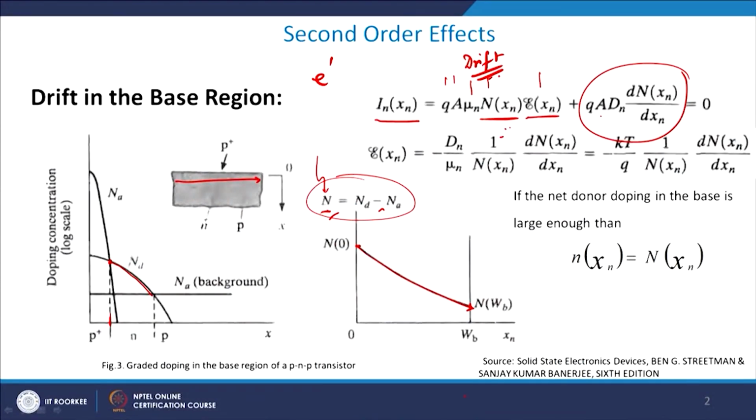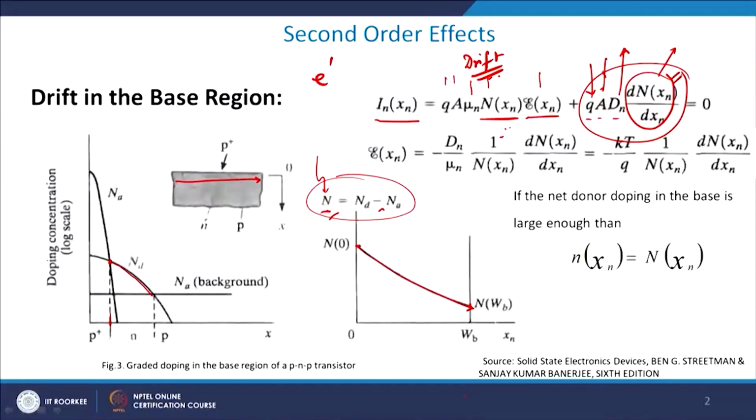And therefore we have a diffusion term which is given as q A Dn dn(xn)/dxn, where q is the charge, A is the area, Dn is the diffusion coefficient for electrons, and dn(xn)/dxn is basically how the number of charge carriers varies with position. Now please understand, if the doping concentration within the base had been constant, this term would have been equal to 0. Constant means independent of the distance, the doping is always fixed.